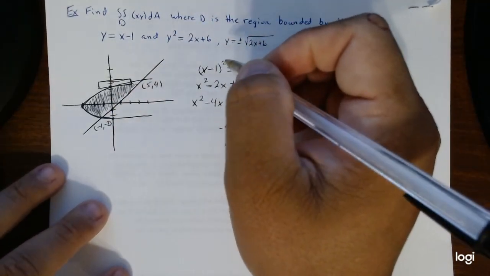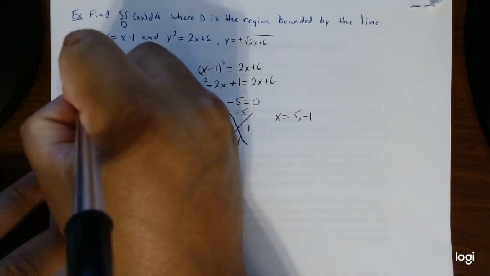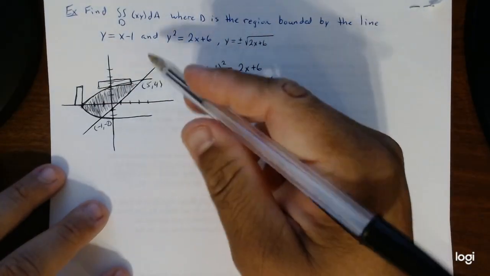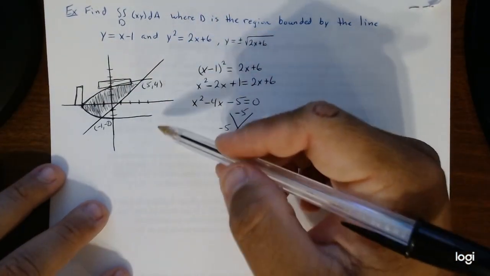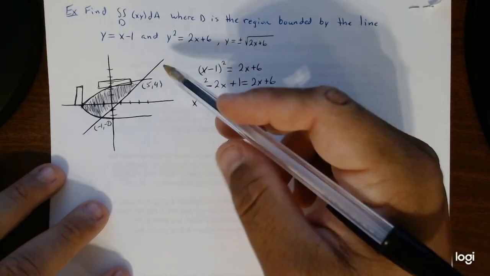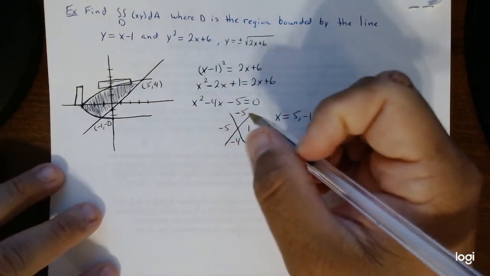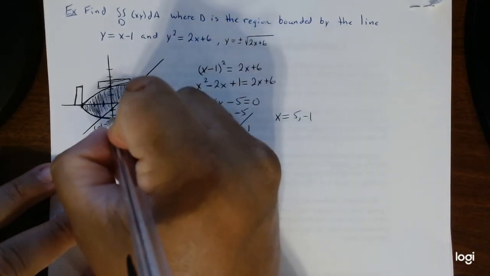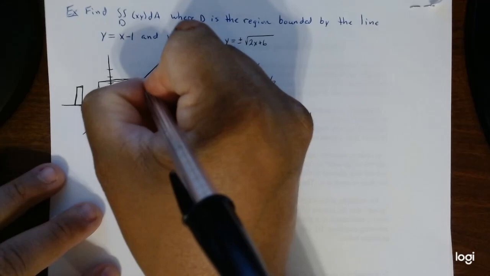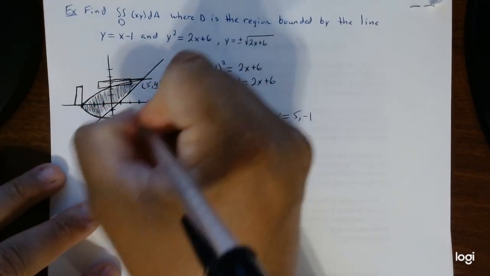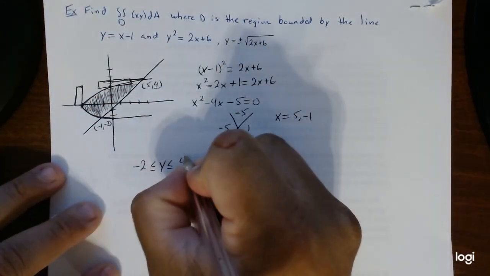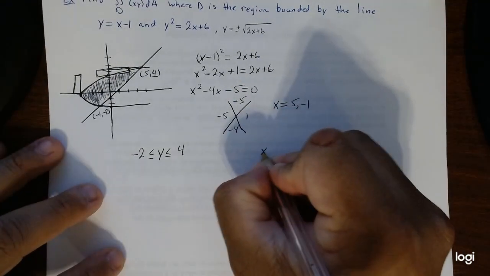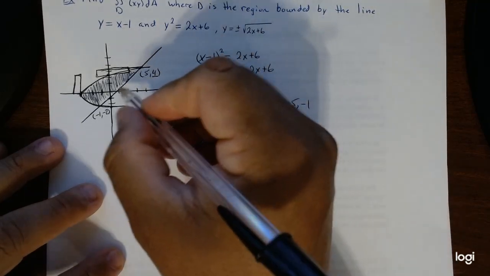So instead, we're going to do a type 2 region, and it's going this way. It's going up and down. Because it's going up and down, x is going to be bounded between functions of y, and then y is going to be bounded between 2 values itself. So in this case, y is going to be bounded between here and there, in other words, from negative 2 to 4.